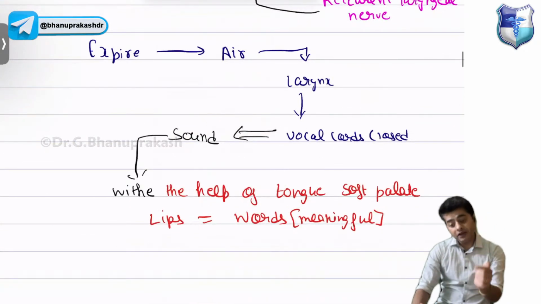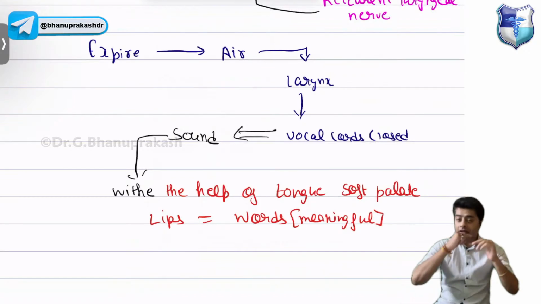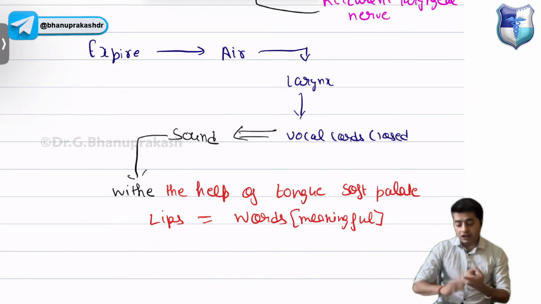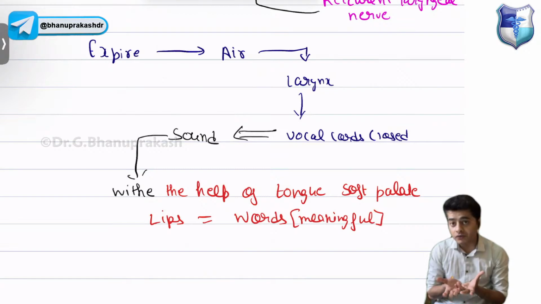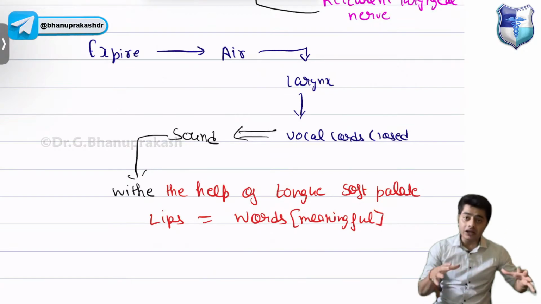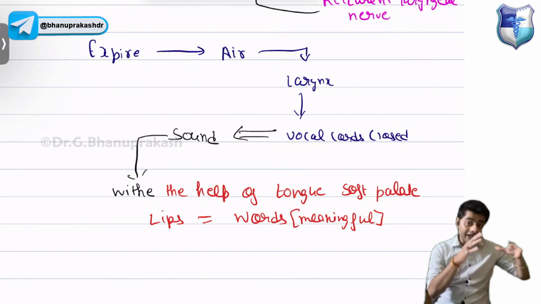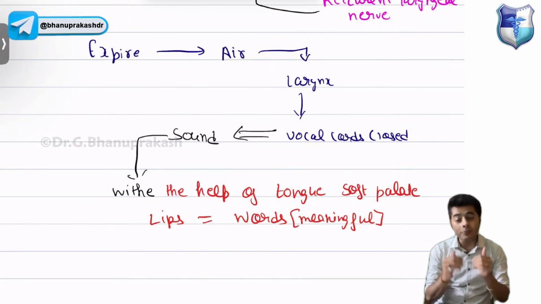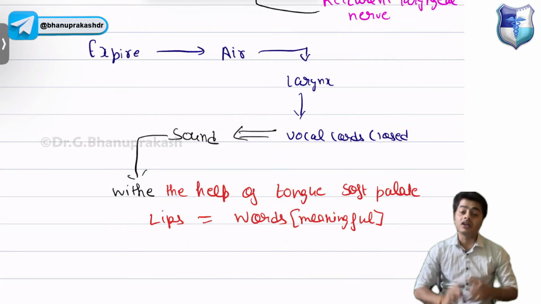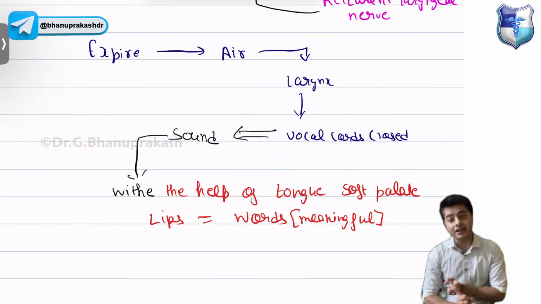And there will be a problem in word production also, because when sound is produced, it is converted to words with the help of tongue and soft palate. But now your tongue and soft palate supply is also gone. So there will be dysarthria because words can't be produced meaningfully. And the sound part is produced with the help of vocal cords and larynx. If your 10th nerve is damaged, can you produce a sound? No. So there will be dysphonia, and there will be dysarthria also.